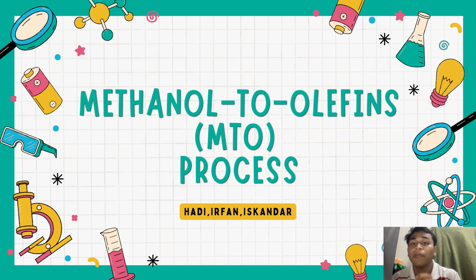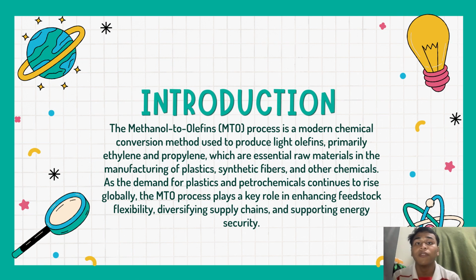We want to explain about the MTO process. It is the methanol to olefins. Methanol to olefins process is a modern chemical conversion method used to produce light olefins, primarily ethylene and propylene, which are essential raw materials in the manufacturing of plastic, synthetic fiber, and other chemicals. As the demand for plastic and petrochemicals continues to rise globally, the MTO process plays a key role in enhancing feedstock flexibility, diversifying supply chains, and supporting energy security.